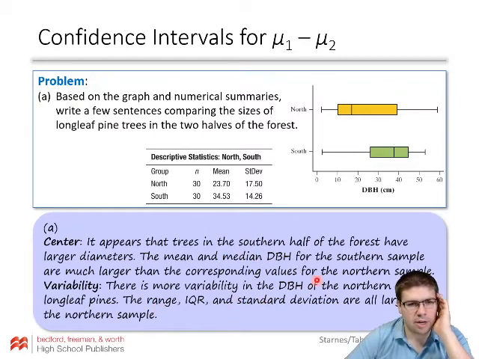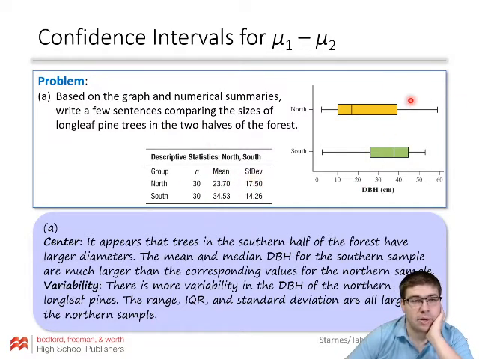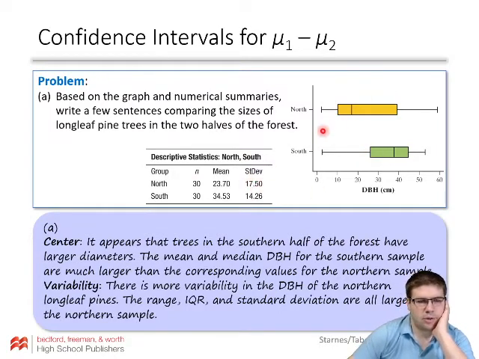There is more variability in the DBH in the northern longleaf pines. The range, IQR, and standard deviation are all larger for the northern sample. So we can see the range is a little bit bigger, and then we can look over here. We have this IQR, the yellow block is bigger than the green block, and then the standard deviation is bigger for the north.